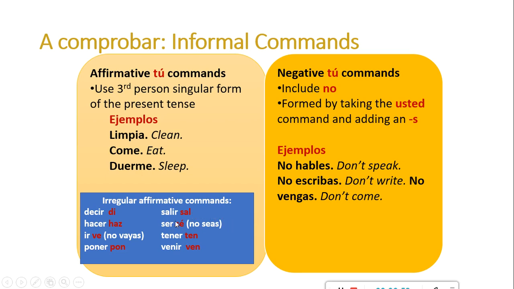We can't get there doing that with ser nor with ir. Okay, so for some reason the book didn't list these. The negative tú command is no vayas for ir. The negative tú command is no seas for ser.